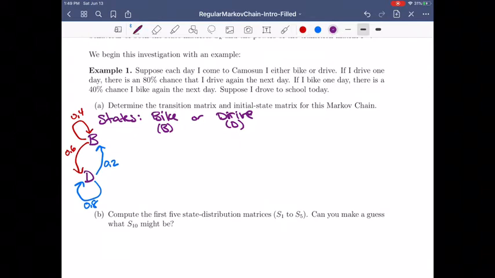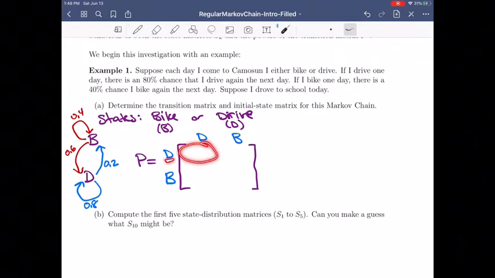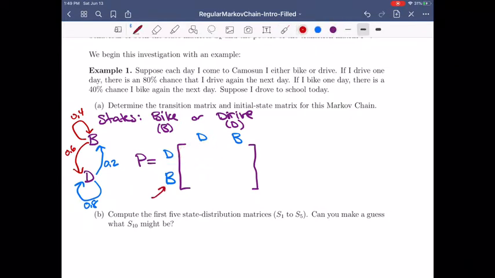So that means for our transition matrix P, we need an ordering. I'm going to put my states in the order DB. Now I've picked that, I'm stuck with it for the rest of the example. So this first probability here is the probability I drive to drive. Remember, the ones on the rows are our current states, and the ones on the columns are the next states.